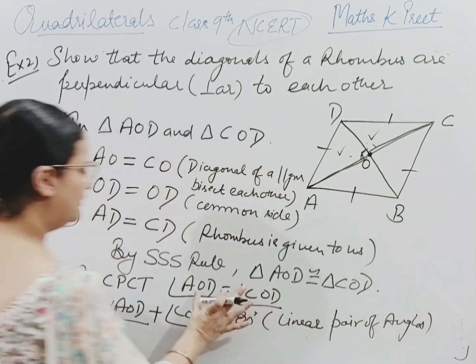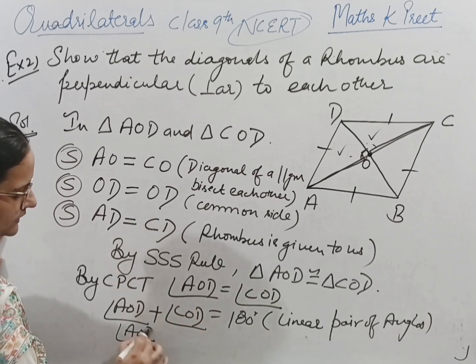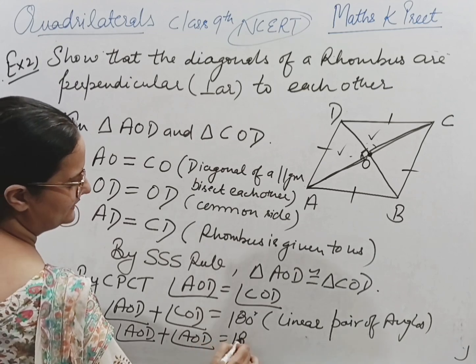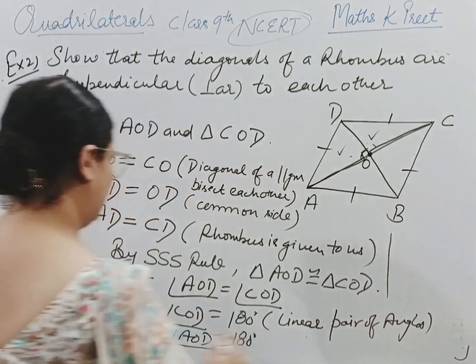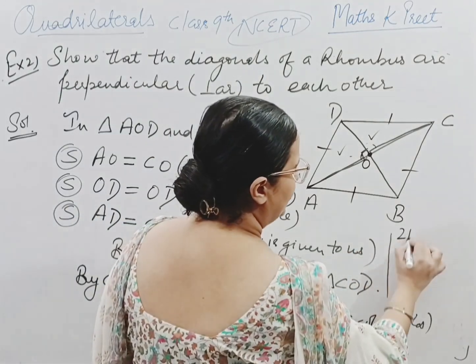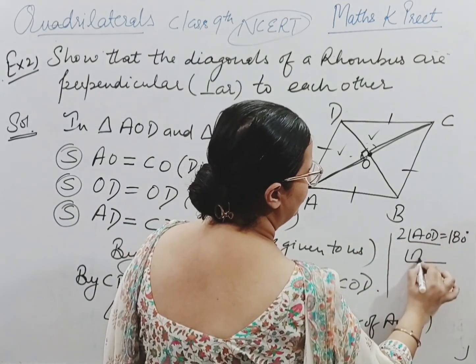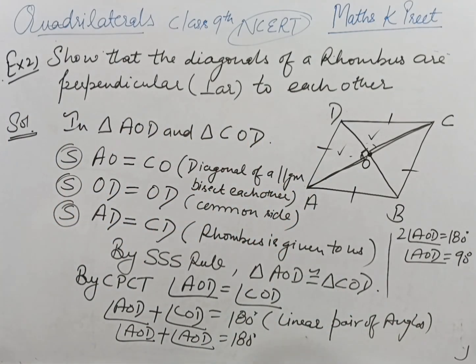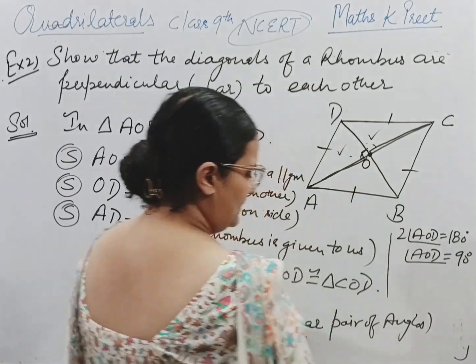So as both the angles are equal, we can put the value here. I can write AOD as COD or COD as AOD. Let me write COD as AOD. So this is equal to 180 degrees. From here, 2 times angle AOD is equal to 180 degrees. Then angle AOD is obviously 90 degrees. This angle AOD is equal to 90 degrees.